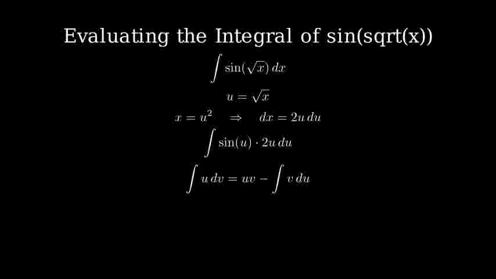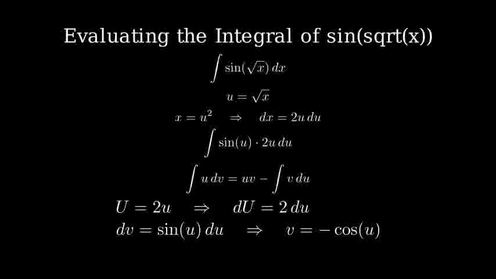Remember, integration by parts follows the formula: the integral of U dV equals UV minus the integral of V dU. We'll choose 2u as our first U term and sine u du as our dV term. In this case, we'll let capital U be equal to 2u, so dU will be 2 du. Next, let dV equal sine of u du, then integrating, V will be negative cosine of u.